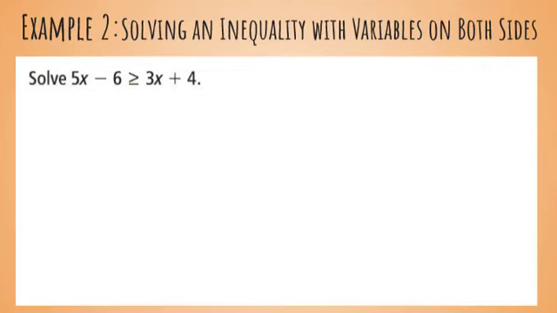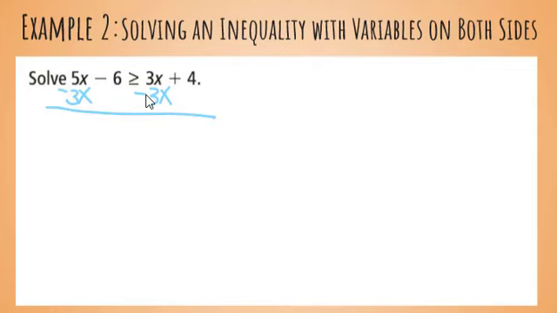Example 2 is solving an inequality with variables on both sides. So when you have variables on both sides, you always want to start with your variable and move it to the left side because you want your final answer to have the variable on the left side. So first we have this +3x here. So we're going to start by subtracting the 3x on both sides. And I'm going to make sure that I'm writing it underneath my like terms, my common terms with the x.